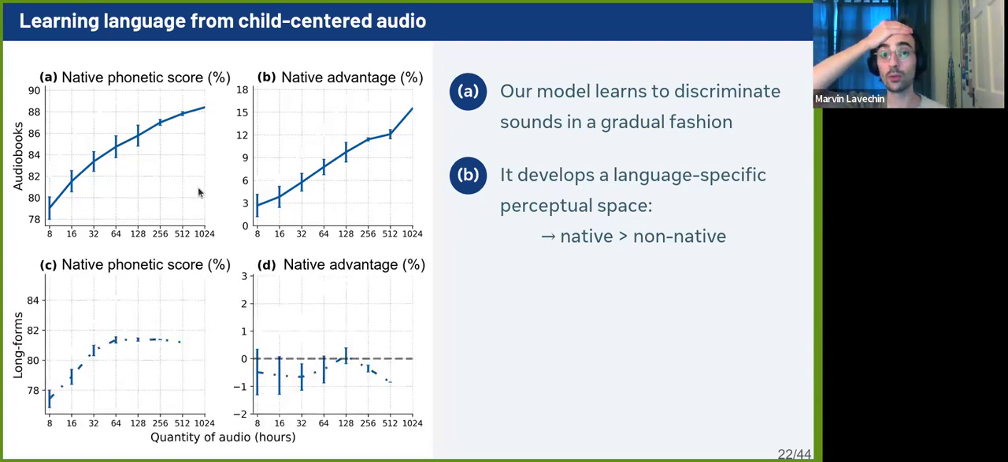What's interesting is to look at what happens when we train our model on child-centered long-form recordings, on the speech children actually receive. On the left graph, we observe that the native phonetic score plateaus after 64 hours of audio. And on the right graph, we observe that the model fails to develop a language-specific perceptual space. So in this case, the English model discriminates English sounds as well as the French model. Really, we're looking for this basic property: if you're exposed to English, you should process English sounds better than someone exposed to French. And when we train our models on long forms, this is not what we observe.